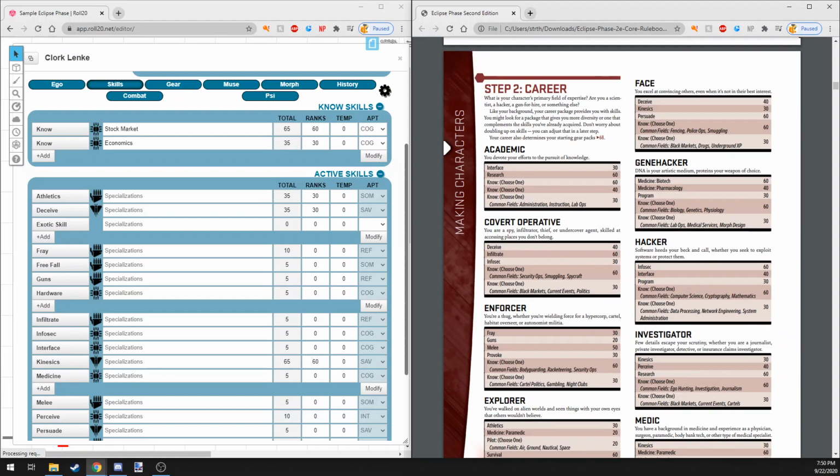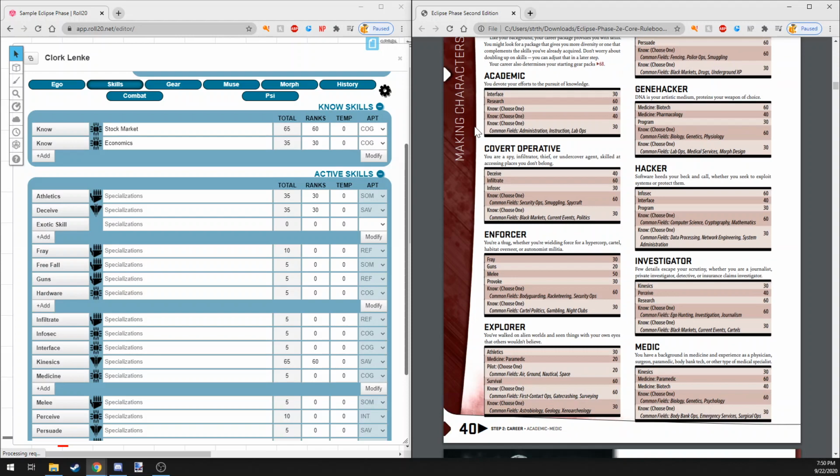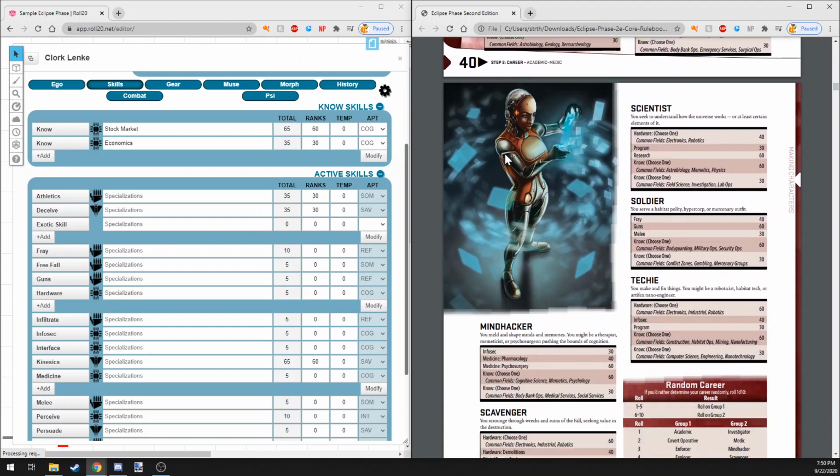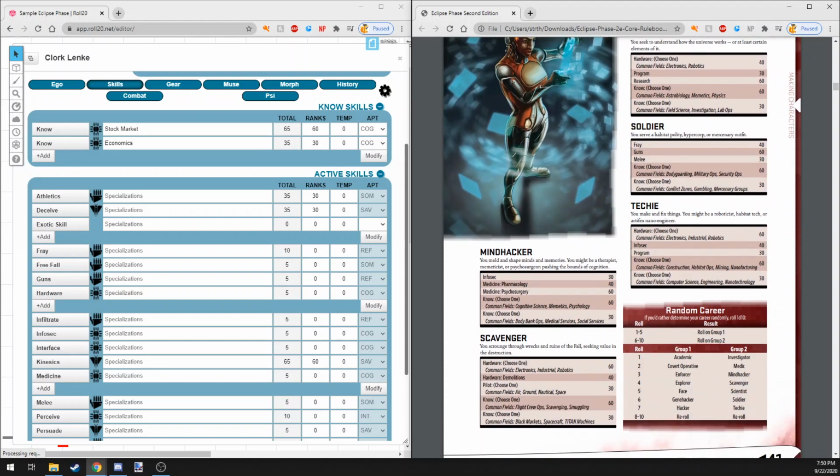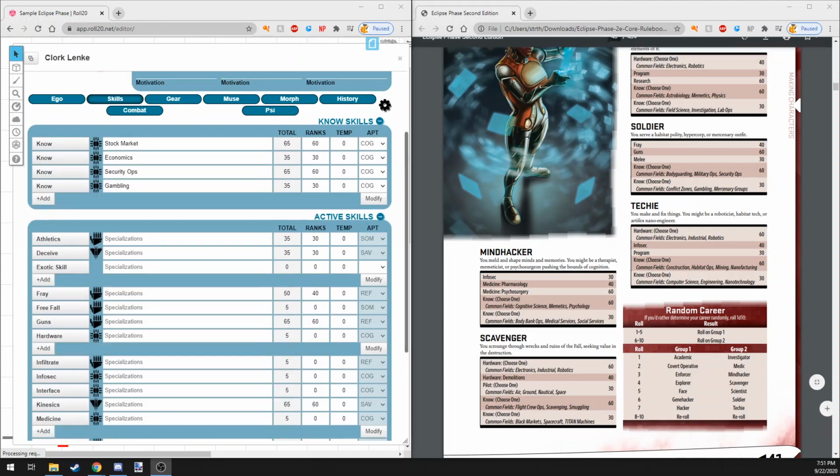You're going to pick a career. So your background is sort of where you're from. Your career is what you do. And since I'm an assassin, I'm going to pick something that makes me really good at fighting people. So I'm going to pick soldier. Very similar to the last one, you pick it, and then it gives you a bunch of different skills. So I am going to fill out those skills on my character sheet.